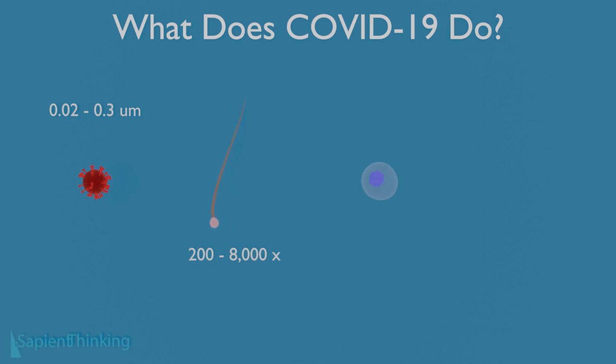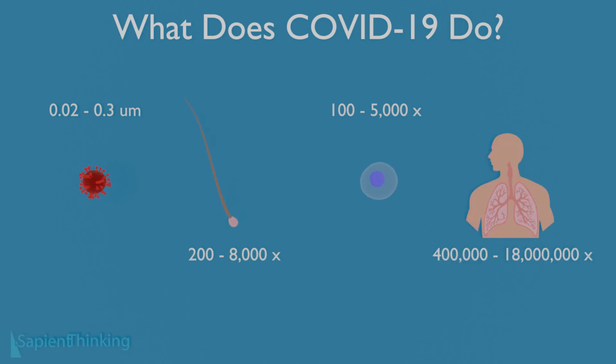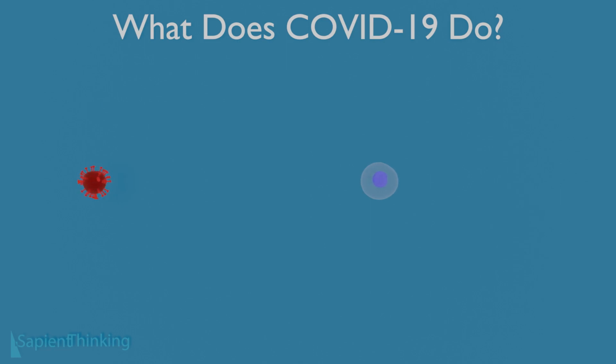Additionally, viruses range in size between 1/100th and 1/5000th the size of a human cell, which themselves range in size considerably. Viruses are between 400,000 and 18 million times smaller than the width or the length of human lungs. Virus particles consist of nucleic acid that is wrapped in a protein coat. The protein coat of viruses allows viruses to bind to the surface of specific cell types.